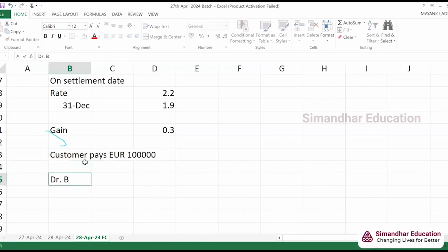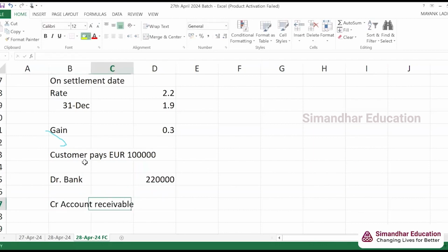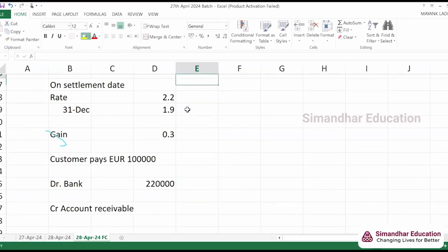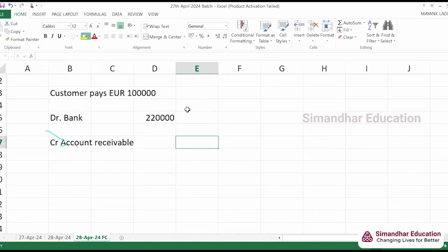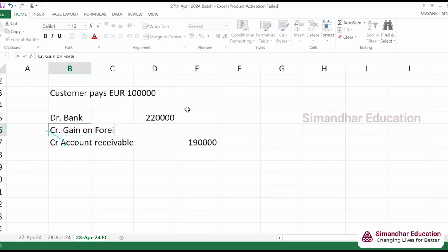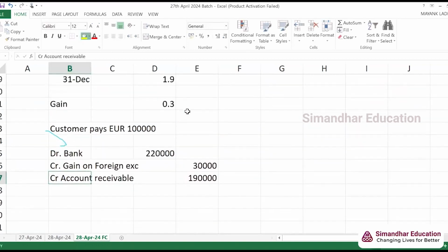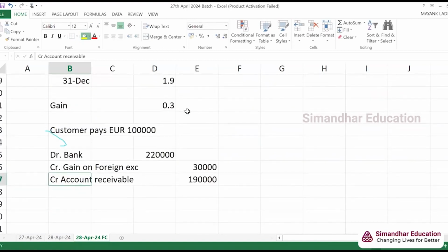So debit bank 100,000 into 2.2, 220,000. Credit account receivable. We have shown account receivable in the previous period balance sheet at 200,000 minus 10,000, 190,000. So we have received more. So that will be a gain on foreign exchange. 220,000 minus 190,000, 30,000. So in net effect, we have received or we have made a gain of 20,000.